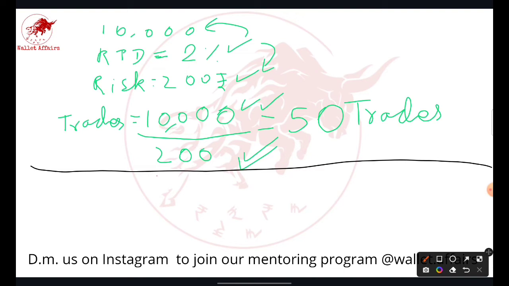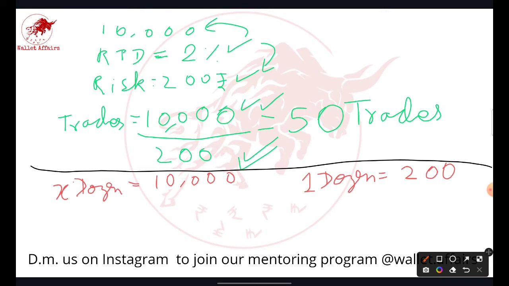Suppose my capital this time is 10,000 and the cost of 1 dozen bananas is 200, right? Now how many dozen, suppose x dozen, of bananas can be bought from 10,000 capital where the cost of 1 dozen is 200? So simply divide by 200, and you will get 50 dozen.